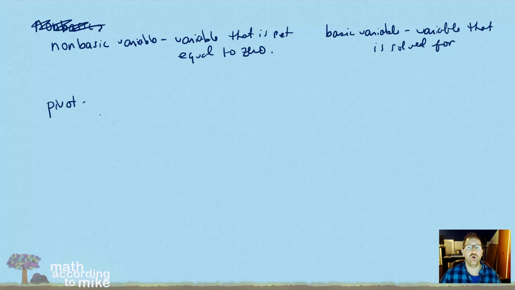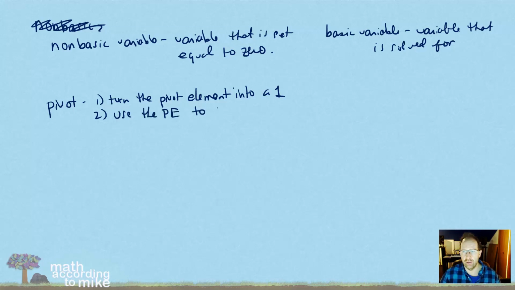All right. To pivot means two things happen. Turn the pivot element into a 1 and use the pivot element to turn other entries in the column equal to 0.